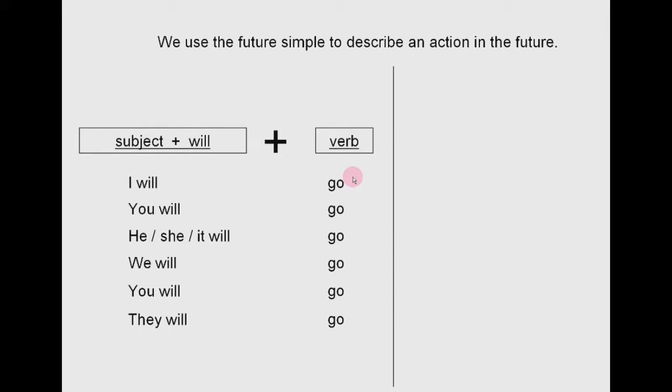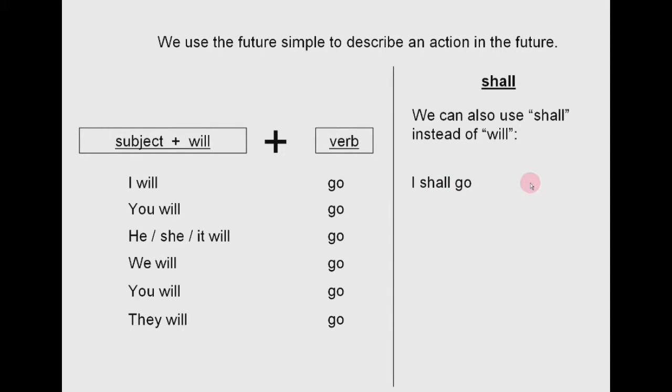Now, we can also use the word shall. And the word shall, we can use it instead of will. And it has the same meaning. So, for example, we can say instead of I will, we can say I shall go. So I will go and I shall go. It is the same. So you shall go, etc., etc.